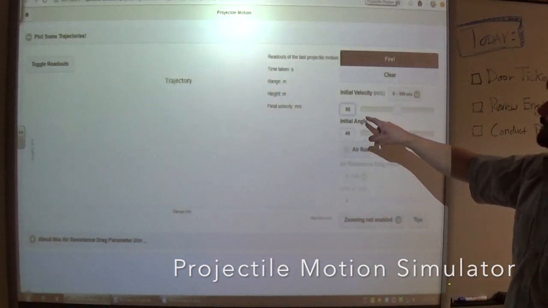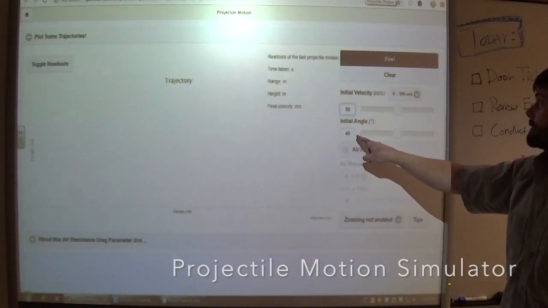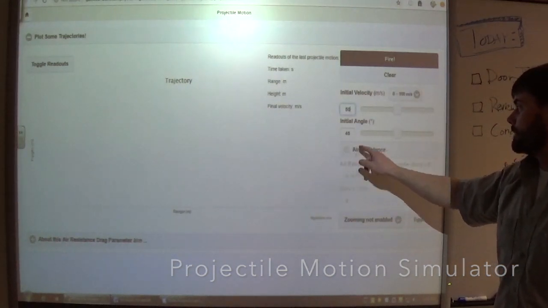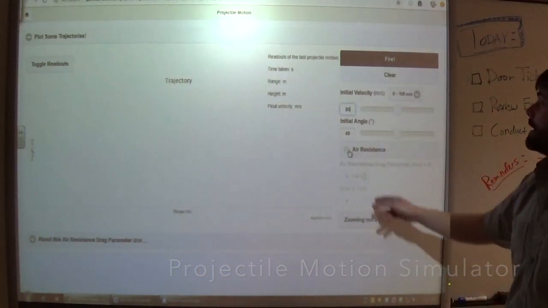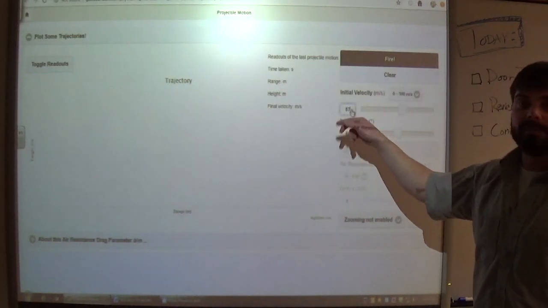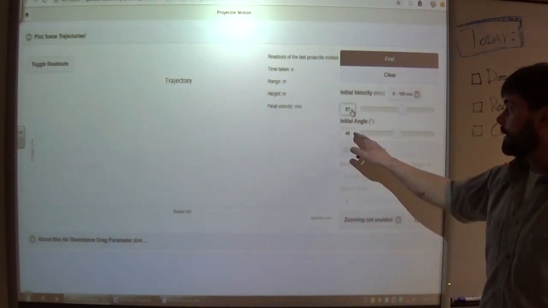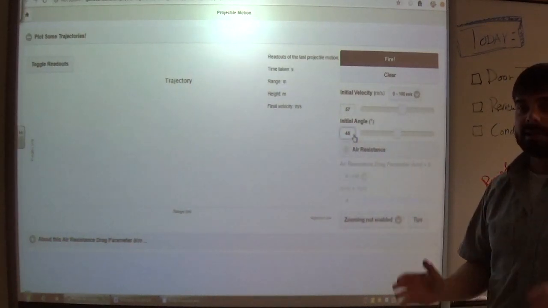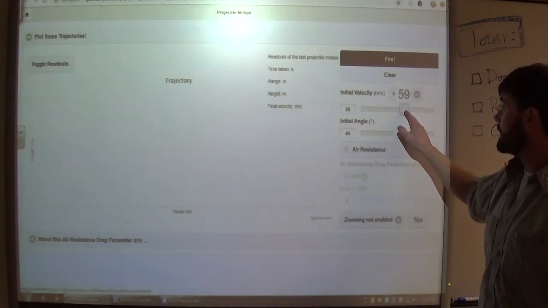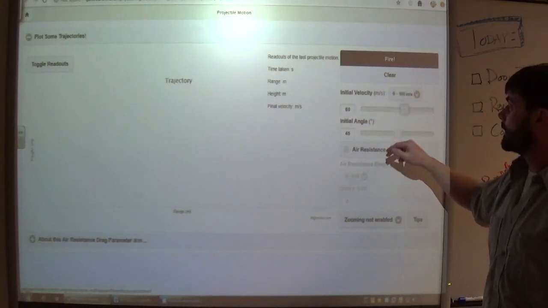On the right-hand side, you can change the input velocity and the initial launch angle. And you can have air resistance either on or off, and I'm telling you to keep the air resistance off. You can adjust these numbers using a slider, or you can click on them and type in the angle and the initial velocity. I recommend doing that because it's kind of a pain to try to get this exactly on 50 or 60 when you're dragging it around.